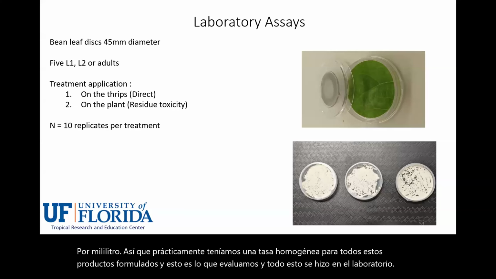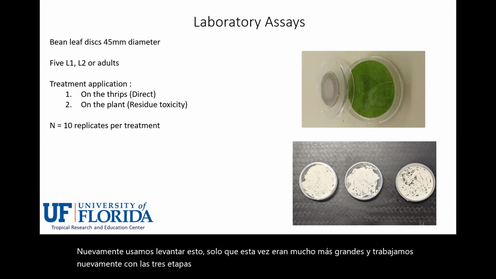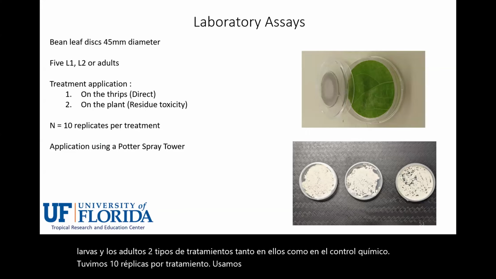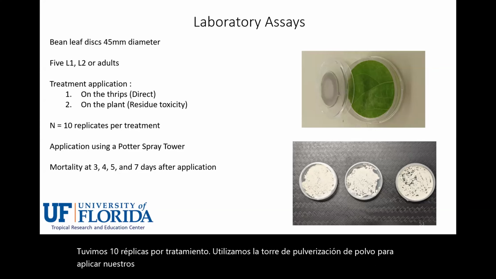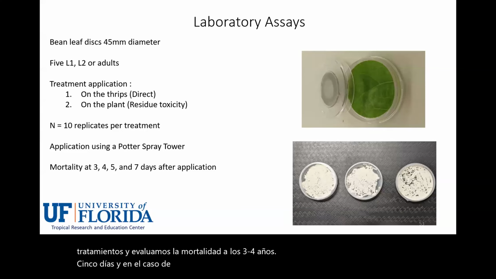Again, we used thrips, only this time they were much larger. And we worked again with the three feeding stages: first and second instar larvae and the adults. Two types of treatments as in the chemical control. We had 10 replicates per treatment. We used the spray tower to apply our treatments, and we assessed mortality at 3, 4, and 5 days. And in the case of the adults, we waited until the 7th day as well.